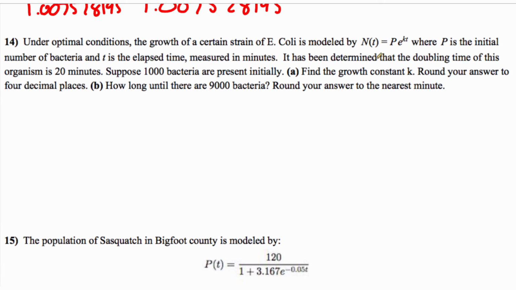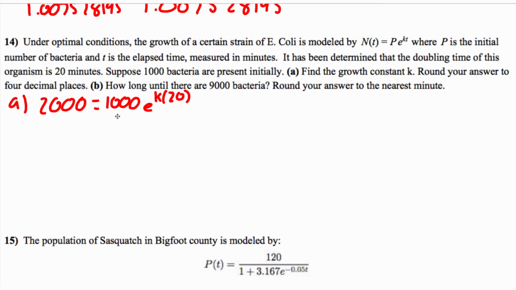So in part A, we want to find the growth constant k, and we're going to round that to 4 decimals. So if we think about what we've got, the time is 20 minutes, and our initial population doubled. So if we started with 1,000 bacteria, then this n value on the left-hand side, well, if we double 1,000, we get 2,000. So 2,000 equals 1,000 e to the k times 20, because it was 20 minutes.